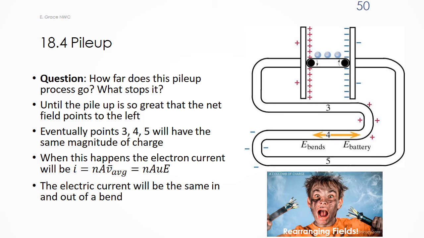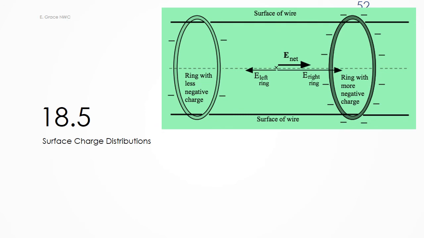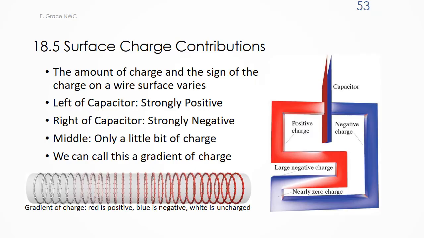So remember, in physics, things like to go to steady state or equilibrium. If it can't get to equilibrium, it'll settle for steady state. So the takeaway from all of this, and how you can think about your currents when you build them, is that this charge buildup is called feedback, and it occurs at wire bends. All right, so moving on to 18.5, we're going to understand these surface charge distributions in more detail.